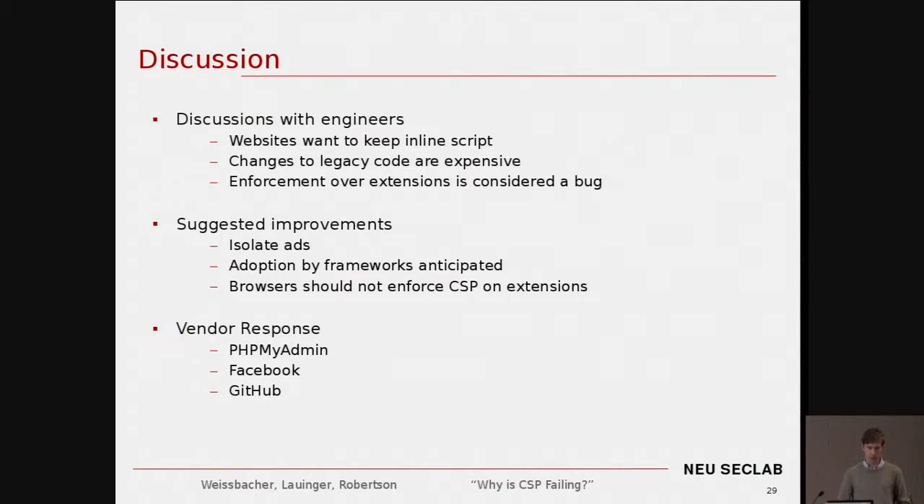Another thing is that enforcing CSP in extensions is generally considered a bug. So what we were suggesting in our paper is to, first of all, isolate ads similar to how CNN is doing it. It just makes this much easier. Adoption of the frameworks is important, so apps which are being used by a lot of people, if they start to use CSP, this is going to impact this landscape a lot. Also, browsers should not enforce CSP on extensions, but this is on the way.